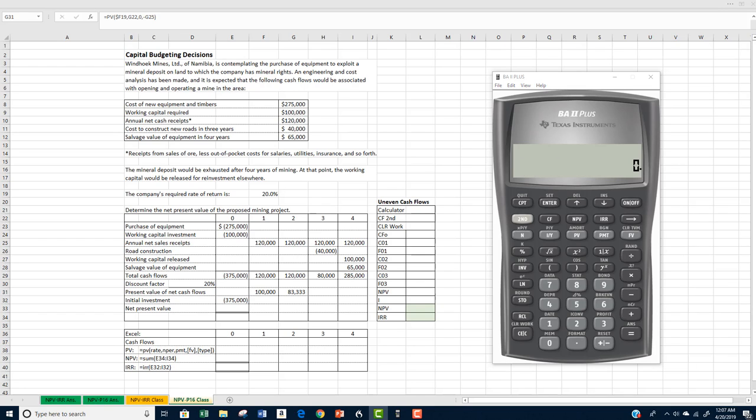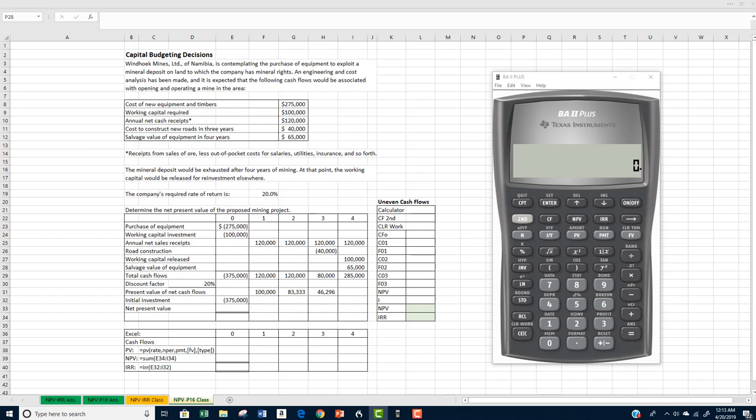For year 3, enter 3 for N, 20 for IY, 0 for PMT, $80,000 for future value or FV. Press CPT, press PV, and you'll get $46,296.